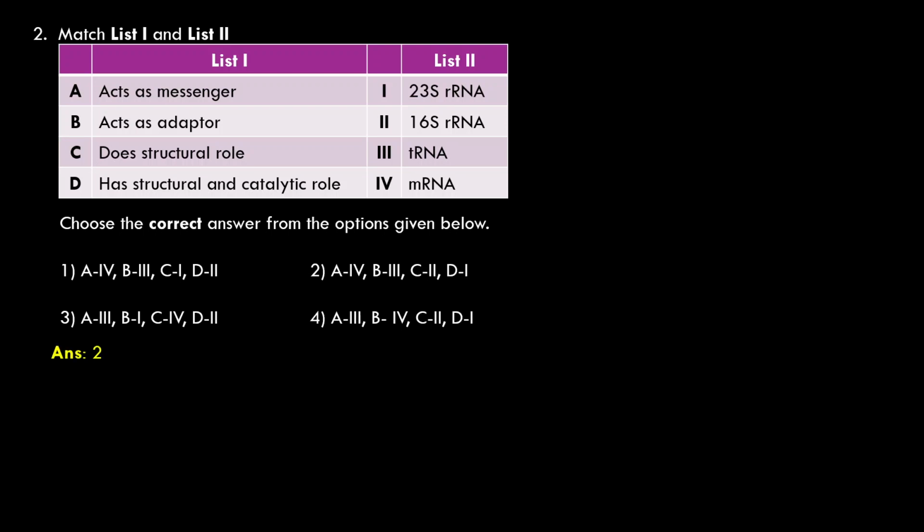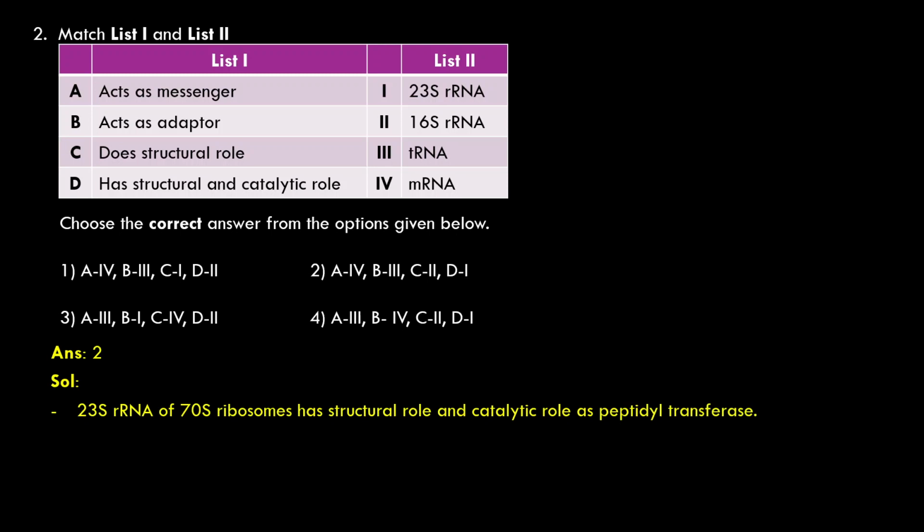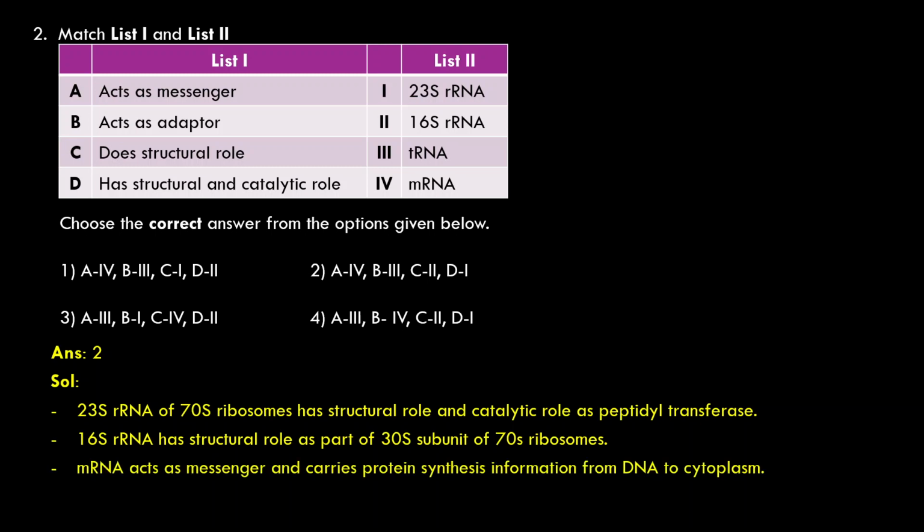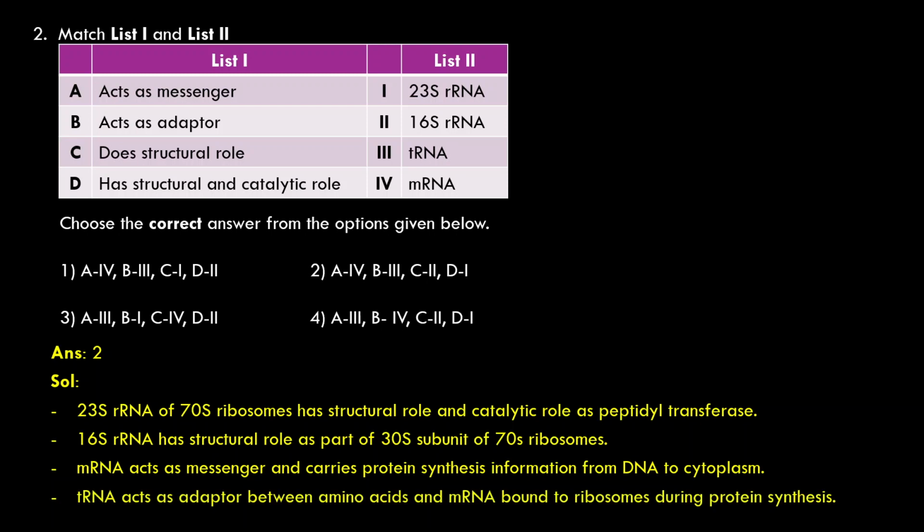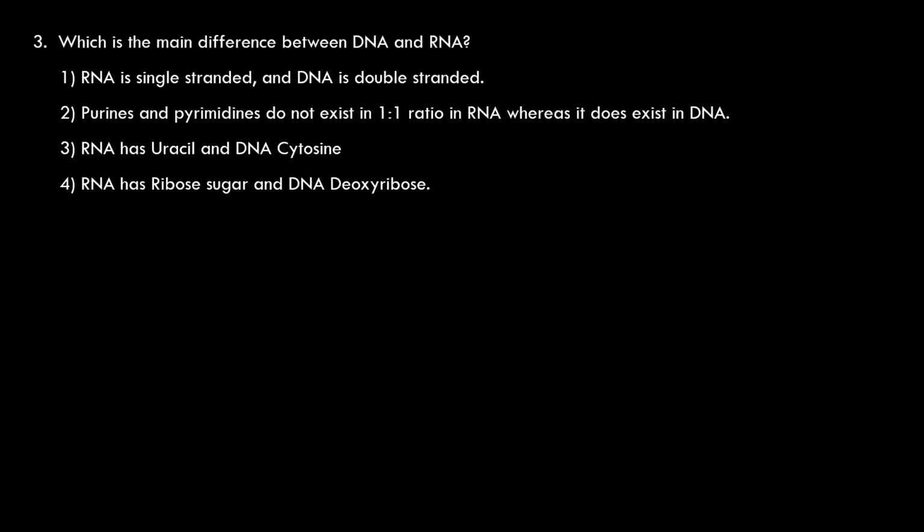Let us see the answer. Second one. Solution. 23S ribosomal RNA of 70S ribosomes has structural role and catalytic role as peptidyl transferase. 16S ribosomal RNA has a structural role as part of 30S subunit of 70S ribosomes. Messenger RNA acts as messenger and carries protein synthesis information from DNA to cytoplasm. Transfer RNA acts as adapter between amino acids and messenger RNA bound to ribosome during protein synthesis. Coming to the next question.